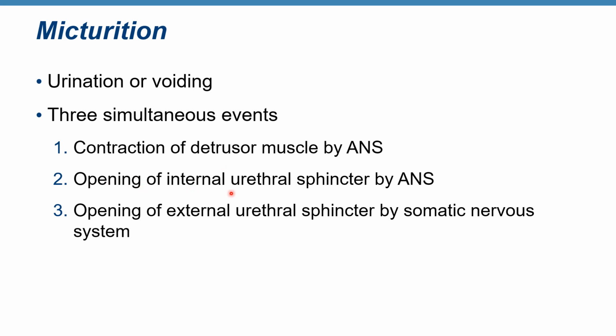Then opening of the internal urethral sphincter, again when signal is received from autonomic nervous system, reminding you that these are actions that you do not control. And then step number 3, opening of external urethral sphincter by somatic nervous system, and somatic nervous system is under voluntary control. Okay, so we finished chapter 25, the urinary system. Make sure you watch both part 1 and part 2, and I hope it was helpful.